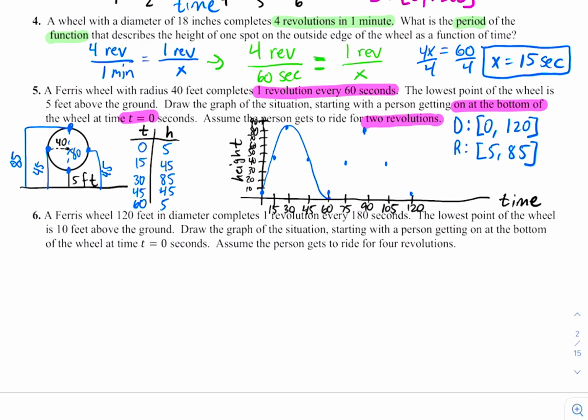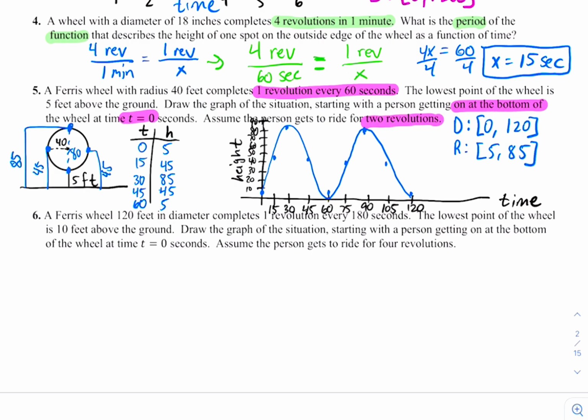And when we are connecting them, it does need to be a wave. It should not be pointed peaks. So again, this is where it's important to know that I did this by hand. This is not actually at 0. It's going through this point. Okay.